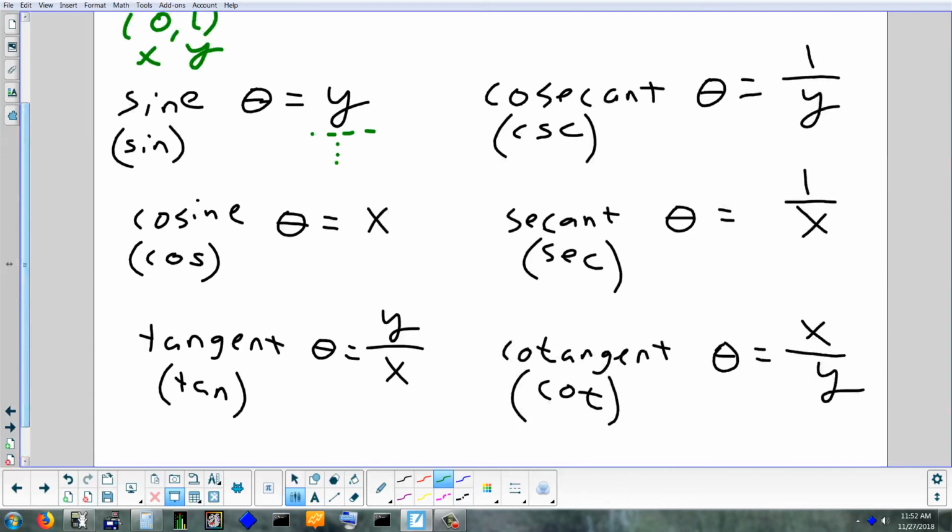And again, if you learned it as like opposite over hypotenuse, adjacent over hypotenuse, opposite over adjacent, that's exactly the same. There's no difference between this and SOHCAHTOA. And I'll show you that when we get to that in a week or two. So any questions on those definitions?